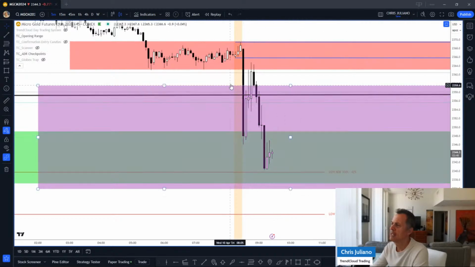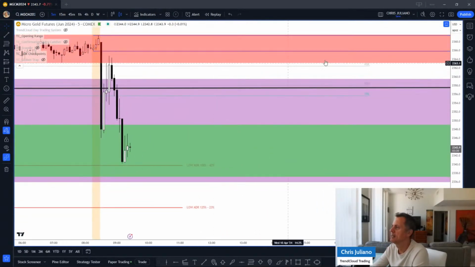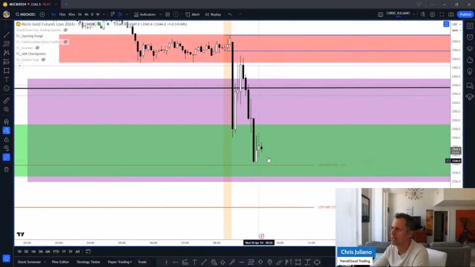Opening range, look at that, pulls all the way down, hits that demand zone, retests the supply zone, and breaks through. Okay. Doesn't quite come all the way back to the opening range, but it definitely hits that previous day's close and then makes a move down.